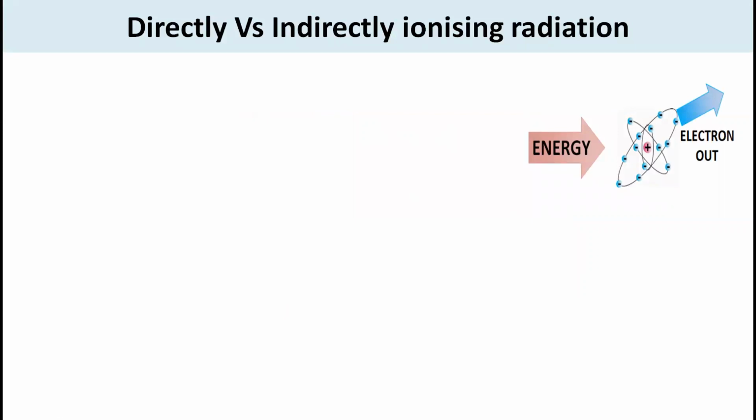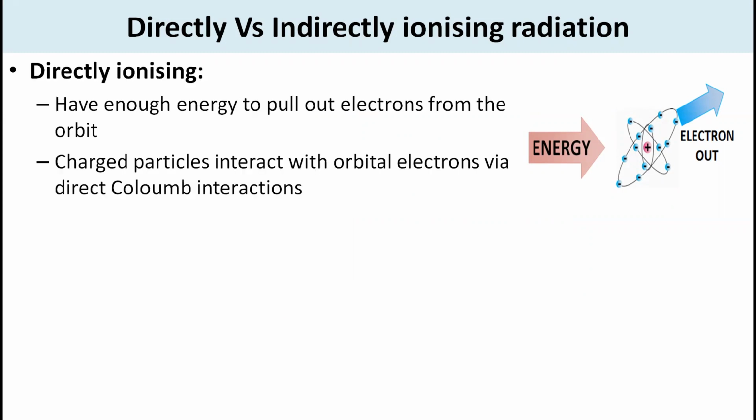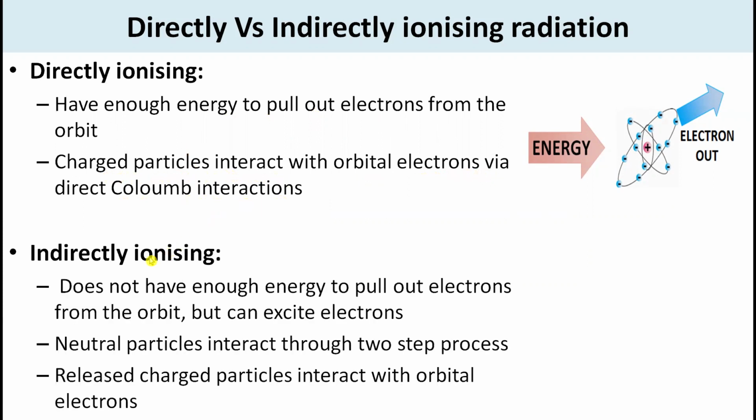Directly versus indirectly ionizing radiation. Directly ionizing radiation has enough energy to pull out the electrons from the orbit of the atom. In such cases, charged particles interact with the orbital electrons via direct Coulomb interactions. Indirectly ionizing radiation does not have enough energy to pull out electrons from the orbit, but it can excite electrons.